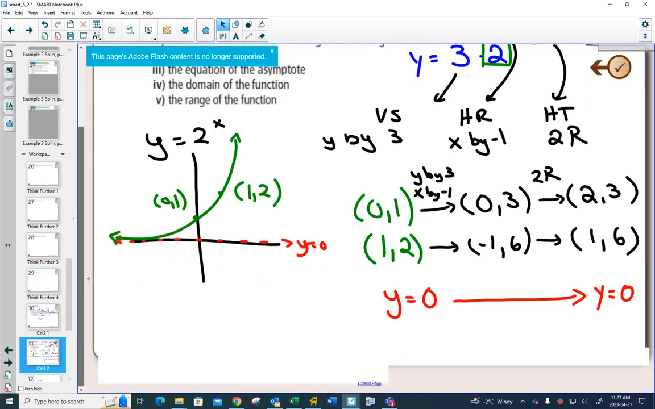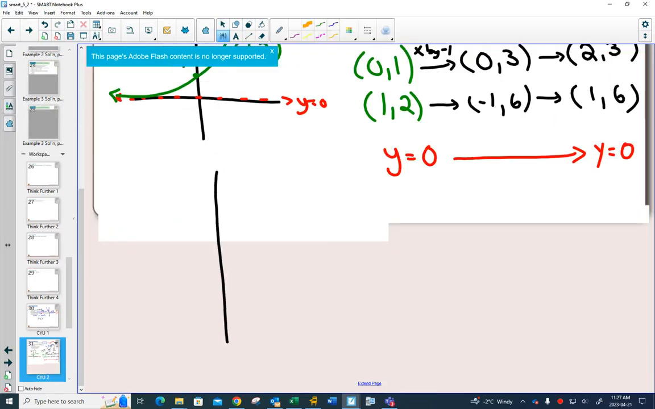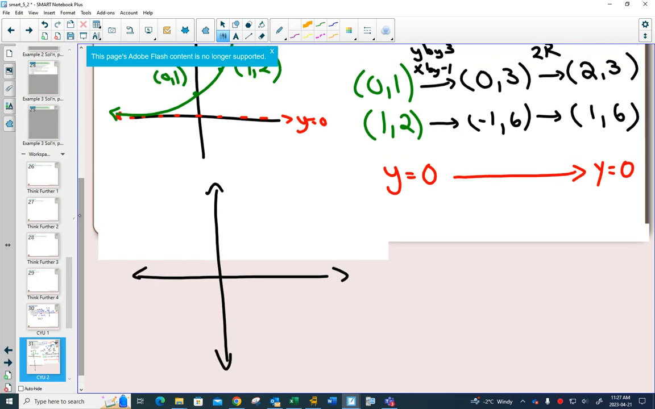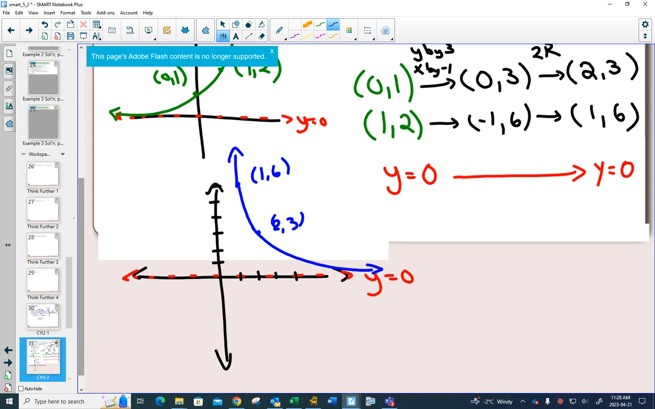Now that we've got all of our new points, we can start drawing our asymptote. It is going to be at y equals 0. Labeling our points, we've got 2, 3, 1, 6. If I connect those, oh, it's going down, so it has to go towards the asymptote this way. Put arrowheads on our graph, and there is our final graph.